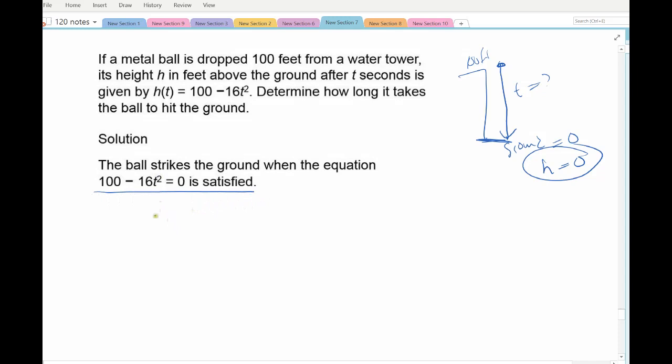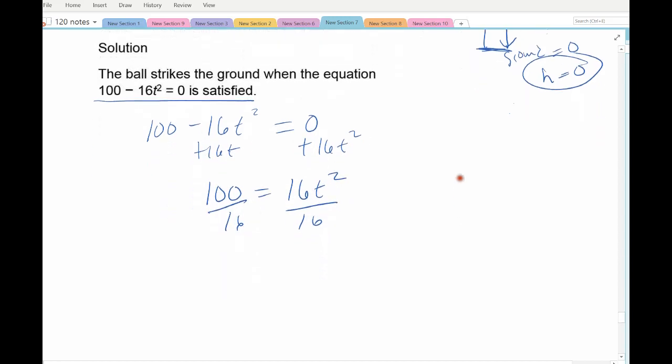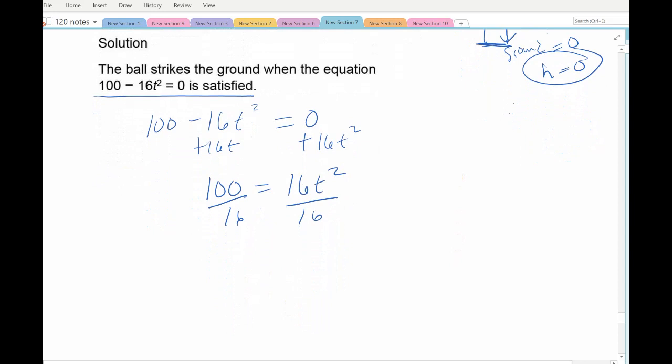And since it only has a t squared term, this is actually our special case where we solve for the square term and then use the square root property. I'm going to move the 16t squared to the other side because I don't like negatives. I typically lose negatives, so I'm going to move the 16t squared over to get positive 16. So I've got 100 left on that side, 16t squared on the other side, divide by my 16. And so this comes out to 6.25 equals t squared.